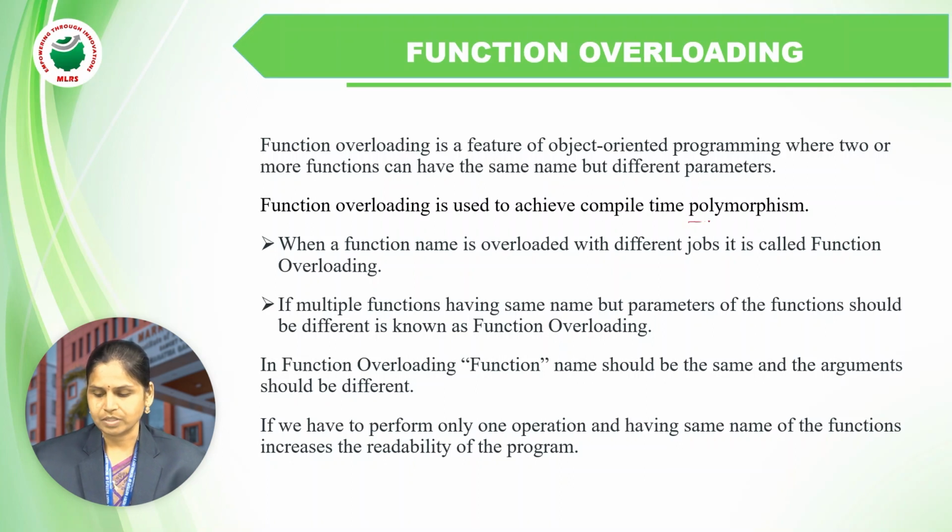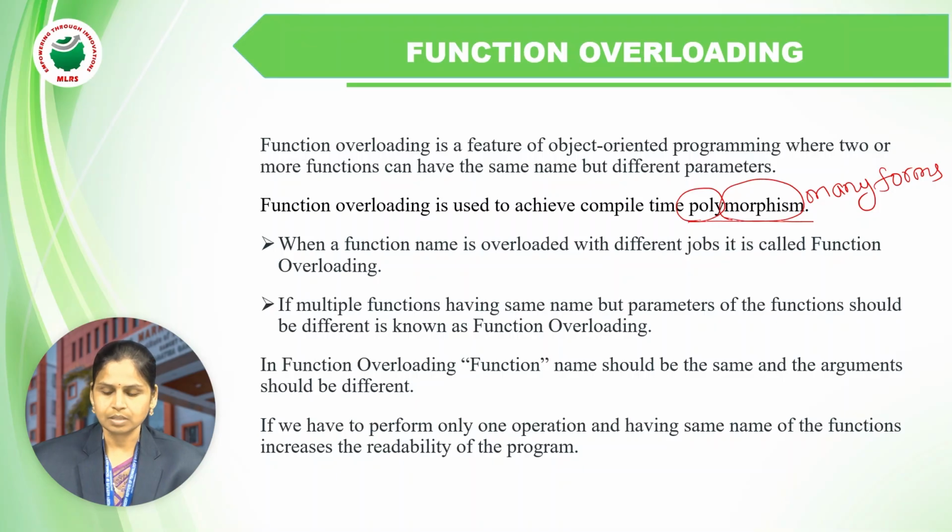What is polymorphism? Polymorphism is a Greek word. Poly means many. Morphism means forms. Polymorphism means many forms. If a function can perform different types of operations in different situations, then it is called polymorphism.